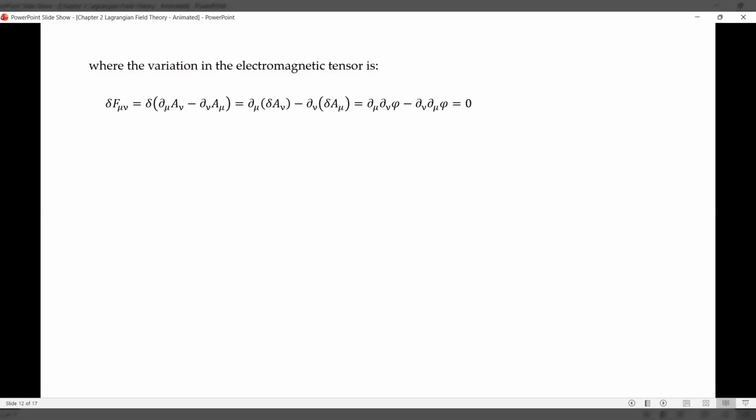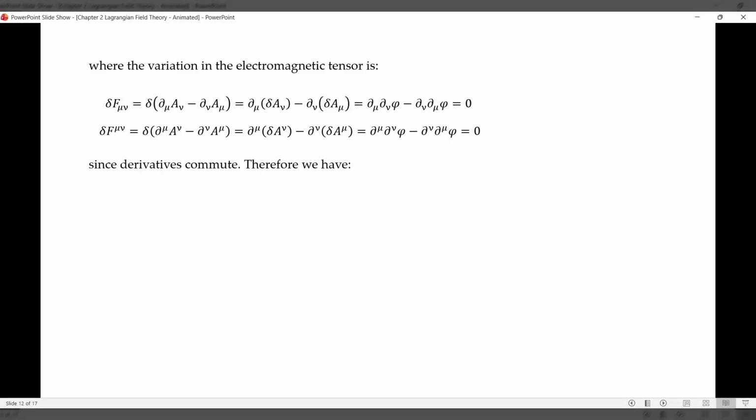And it equals 0 because partial derivatives commute. We can swap between delta and partials. And similarly, for the contravariant tensor, we obtain a very similar expression, and again it vanishes for the same reason. The derivatives commute. And since both variations of the electromagnetic tensor are 0, the change in the action becomes, of course, 0. Therefore, the electromagnetic action remains unchanged under this transformation.